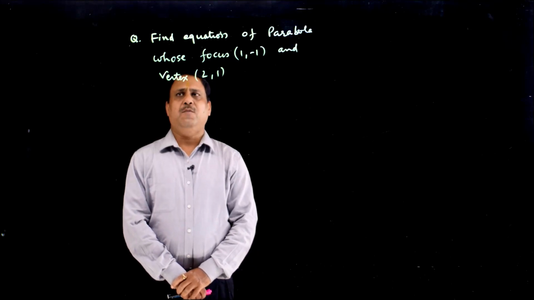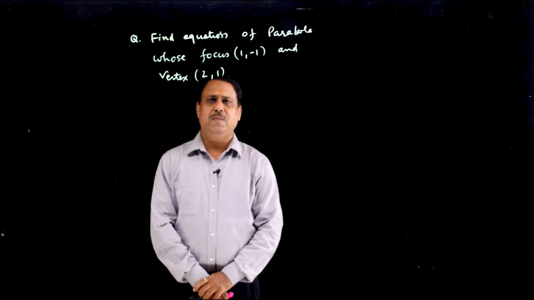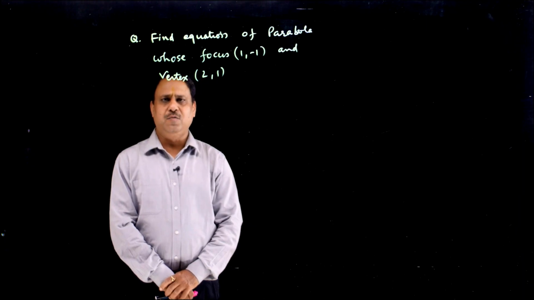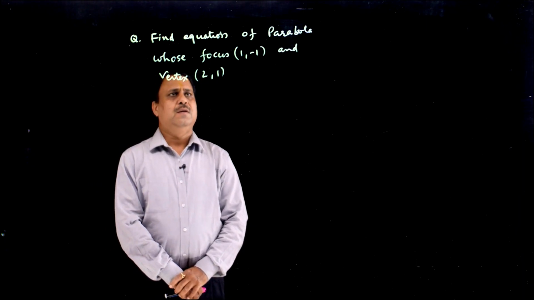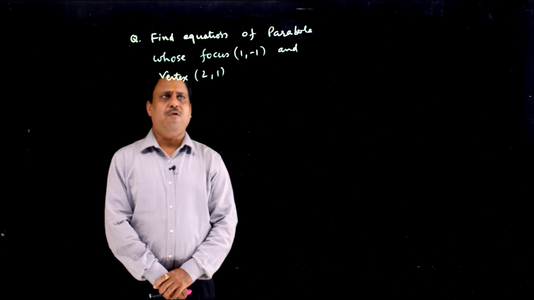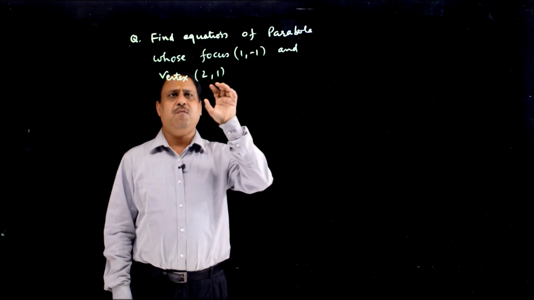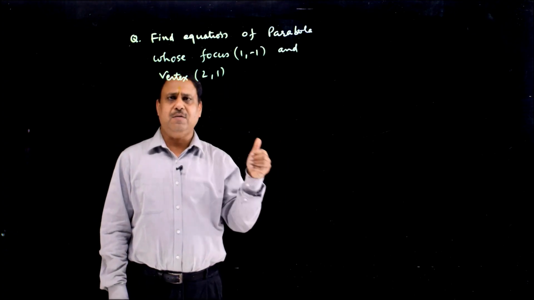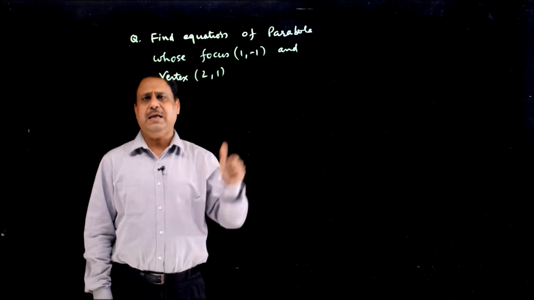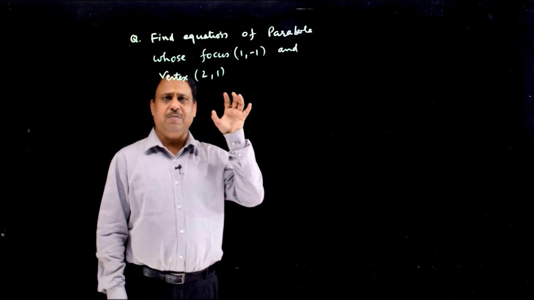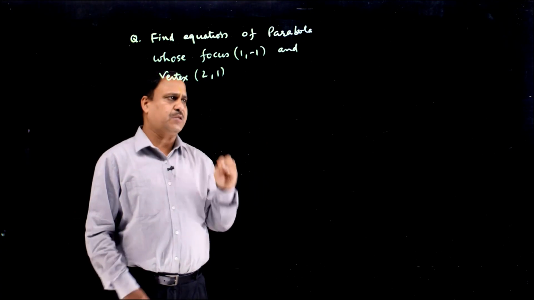Find the equation of the parabola whose focus is (1, -1) and vertex is (2, 1). This is again not in standard form because the focus and vertex do not lie on the x-axis or y-axis; they are somewhere else. So we have to solve this type of question by the basic concepts.